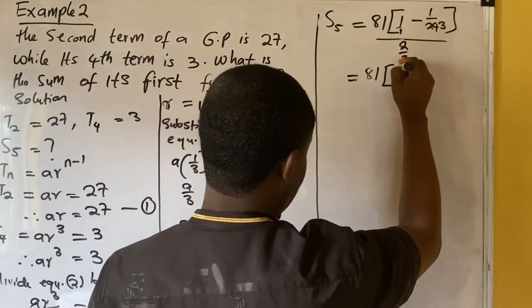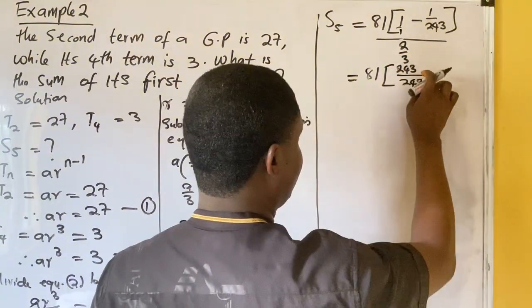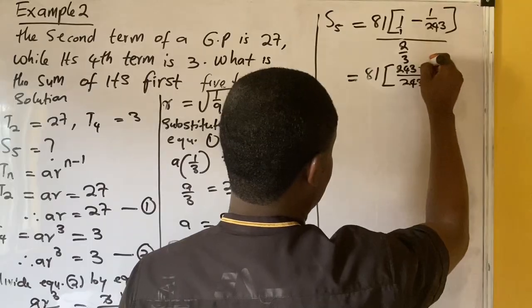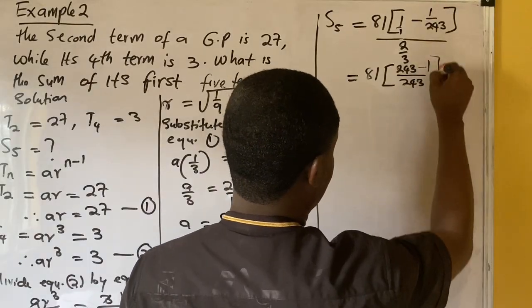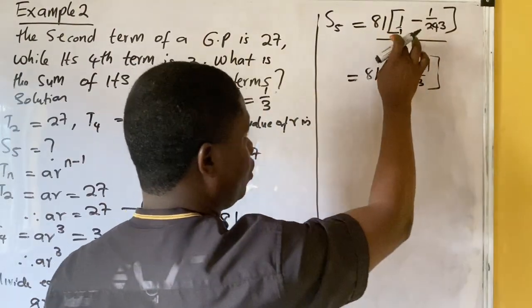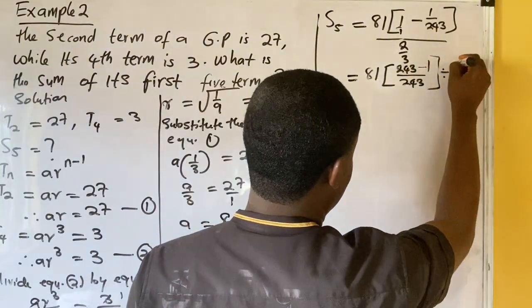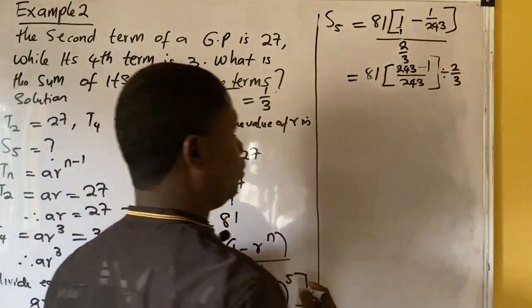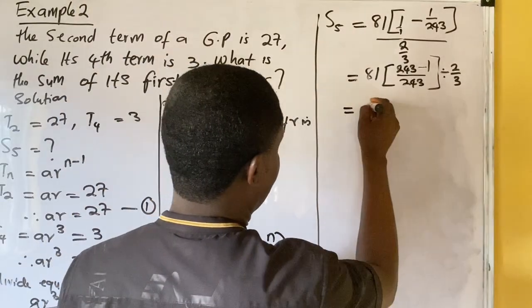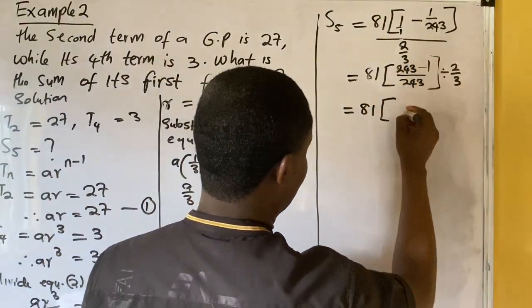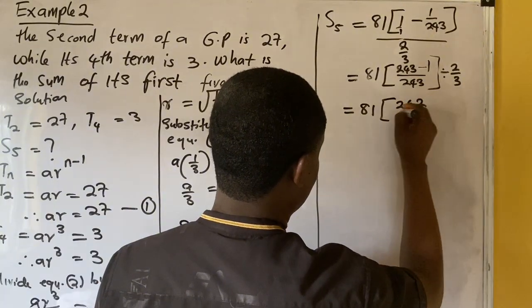So 1 going into 243 will give us 243 times 1, that will give us 243. And 243 divided by 243 will give us 1, and 1 times 1 will give us 1. Here we have everything divided by 2 over 3. So this will give us 81 into bracket 243 minus 1, which is 242, over 243.